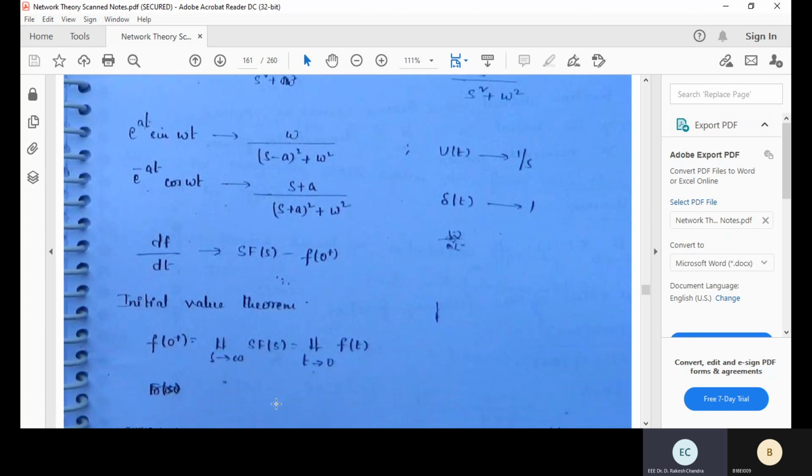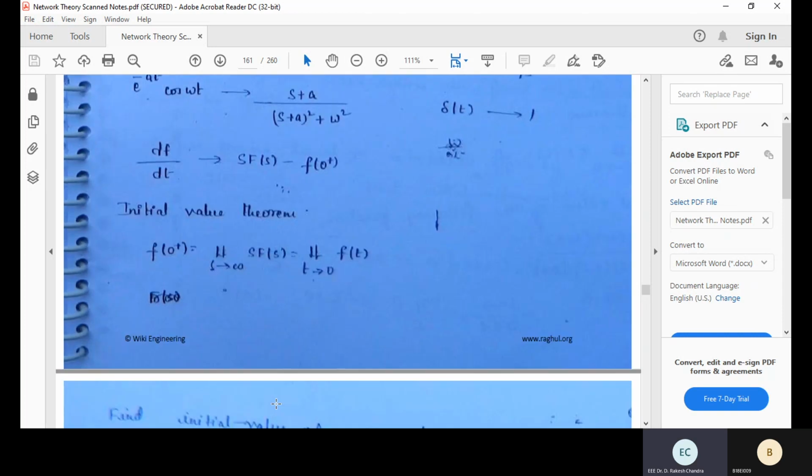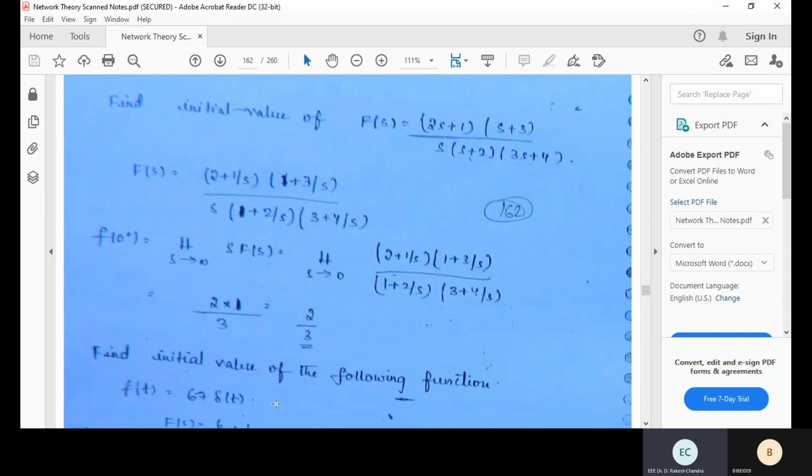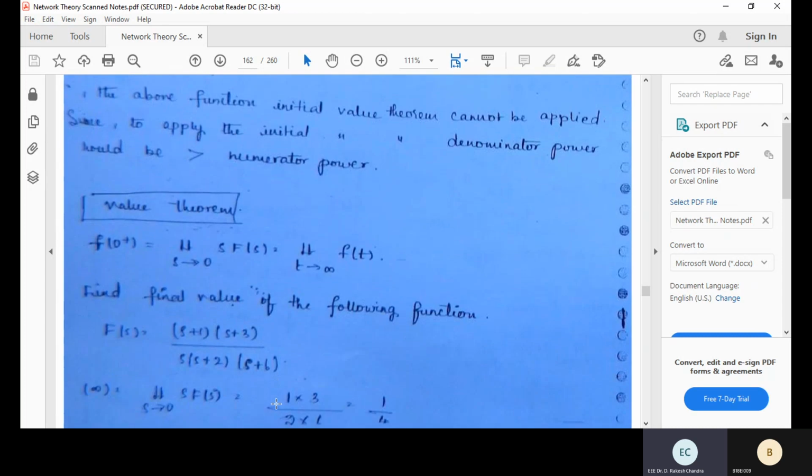I already mentioned in the last class. What is initial value theorem? Initial value theorem means when time t tends to 0. Final value theorem means when time t tends to infinity. Okay, we have the initial value theorem and final value theorem. Initial value theorem means time t tends to 0. That means s tends to infinity. Limit s tends to infinity, s into F of s is equal to limit t tends to 0, f of t. Similarly, final value theorem. Final value theorem means t tends to infinity. When t tends to infinity, s tends to 0. Limit s tends to 0, s into F of s is equal to limit t tends to infinity, f of t. So like that initial value theorem, final value theorem, and all such things.